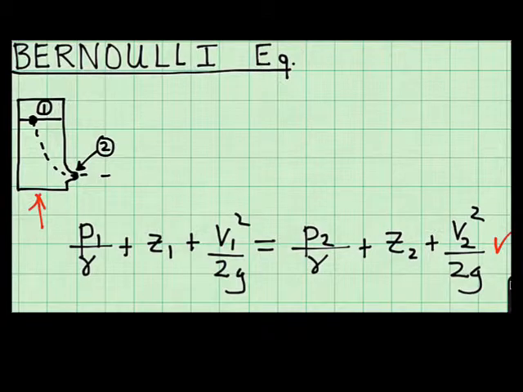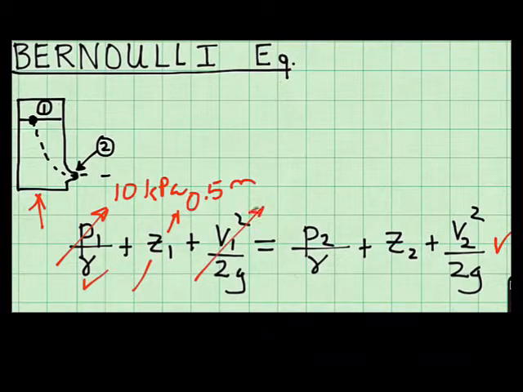Let's do term-by-term analysis. The pressure at 1 is known, that's 10 kPa gauge. This is a specific weight of water. The elevation at location 1 is also known. The elevation at location 1 is 0.5 meters. The velocity at 1 is approximately 0.